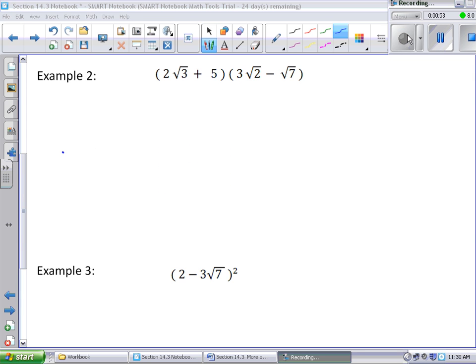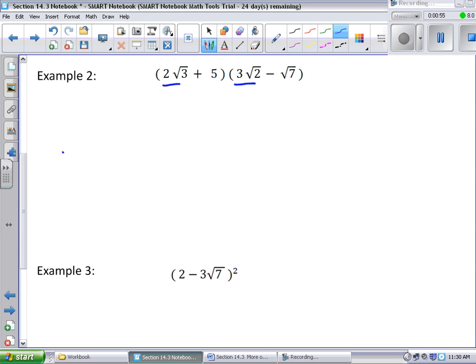Example 2. We'll want to FOIL this out, and I'm going to write everything down. You may not need to write every step down, but I'm going to since I'm trying to explain it to you. So I'm going to do the first 2. I'm going to FOIL it, doing the first 2, square roots of 3 times 3 square roots of 2. And then I'm going to do the outside terms.